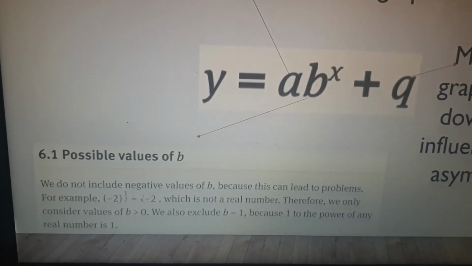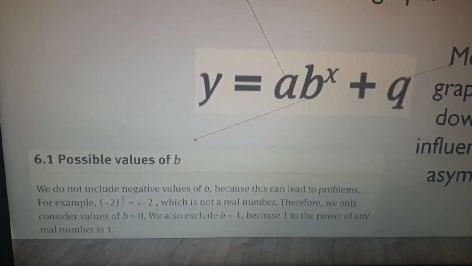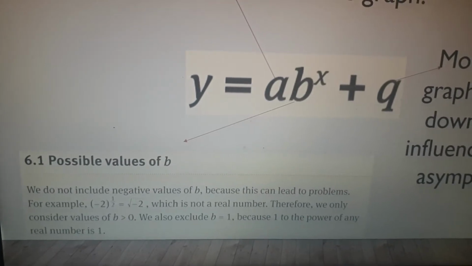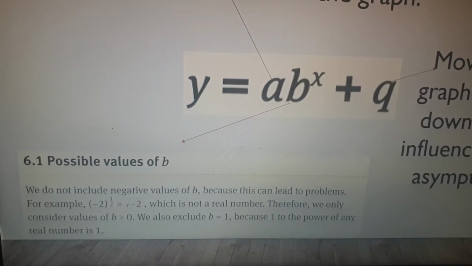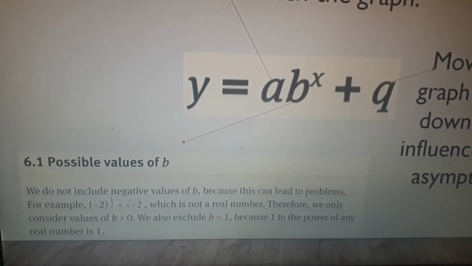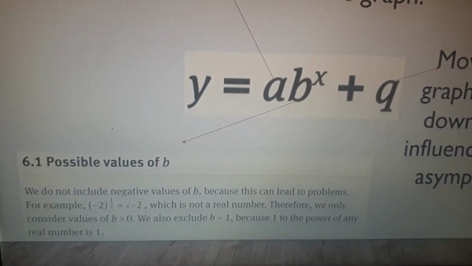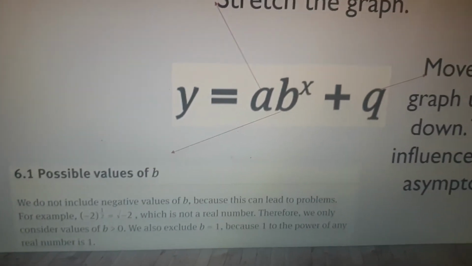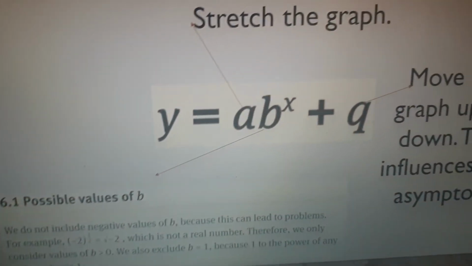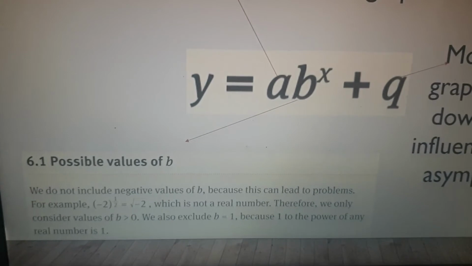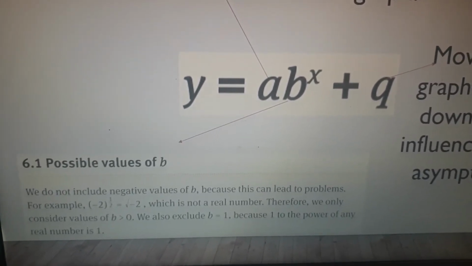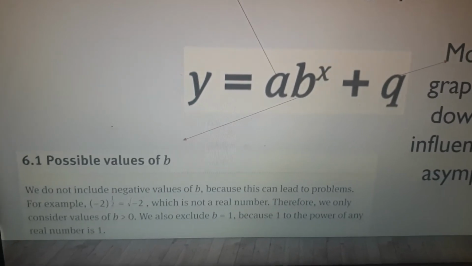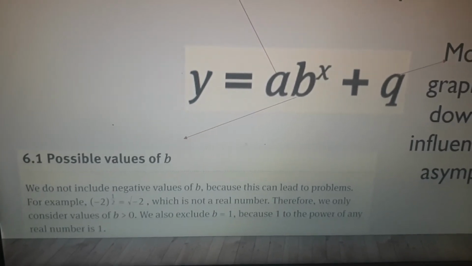So we never use negative values for b because then it can lead to something that is not true or not a real number, okay? So therefore b is always going to be bigger than 0. Also, we never say that b is 1. Why? Because any 1 to the power of anything will always be 1. So even if I have 1 to the power of 6,000, it's still going to be 1. So b is never 1. b is always bigger than 0.